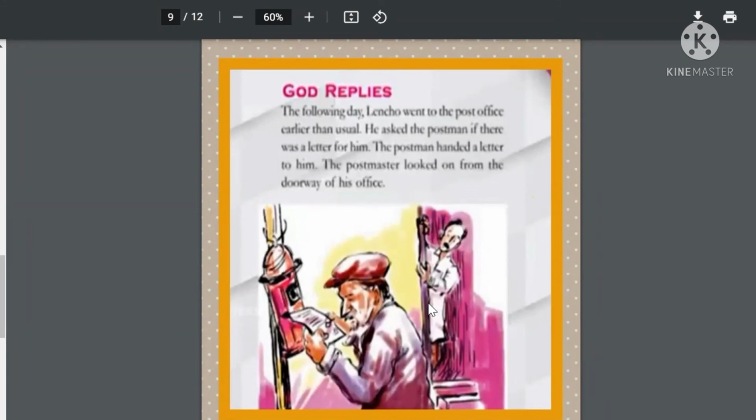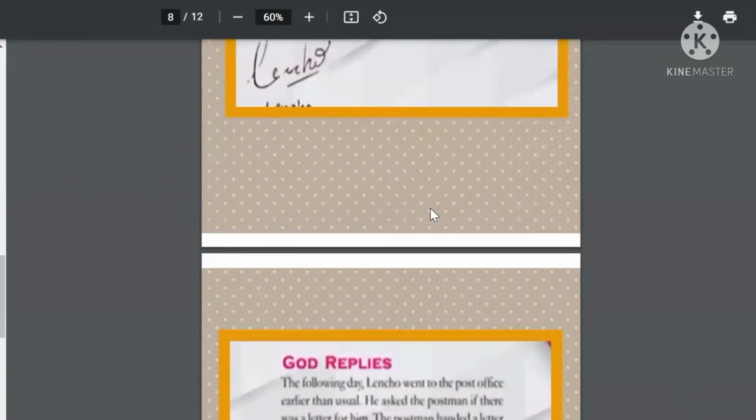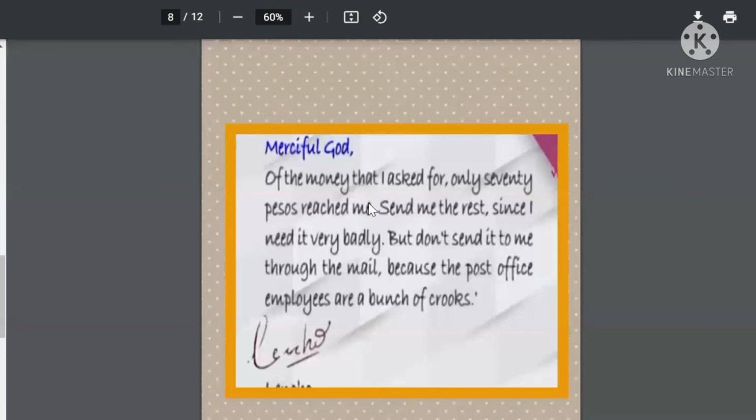The postman handed a letter to him. He took a letter and gave it into his hand. The postmaster looked on from the doorway of his office. The postman noticed him standing away at a distance. After that, I think we have read this portion in the last class, no? Right. And the last portion of the story we have already seen here. This is what? His reply letter to God. Okay.